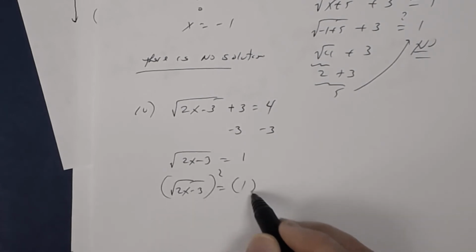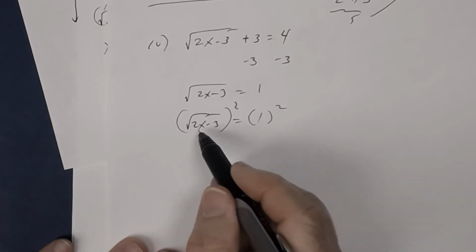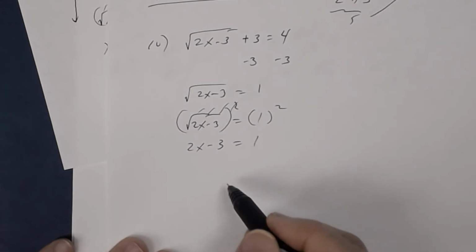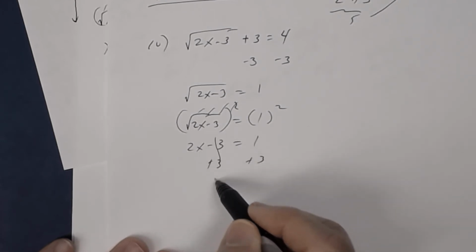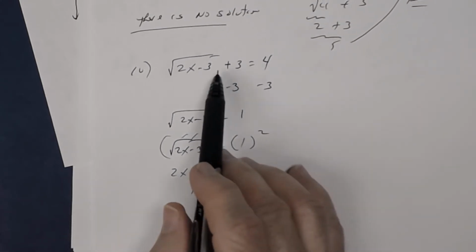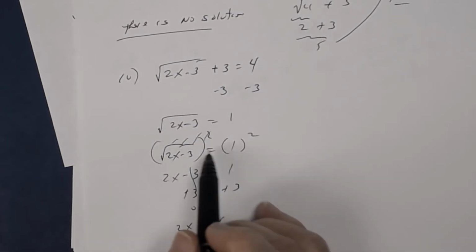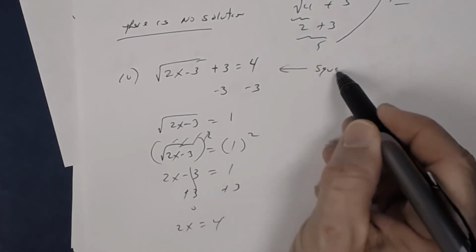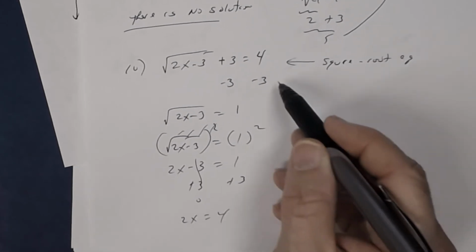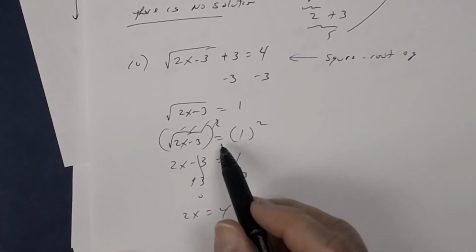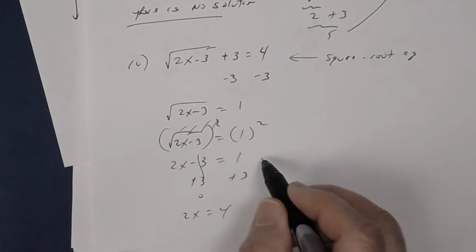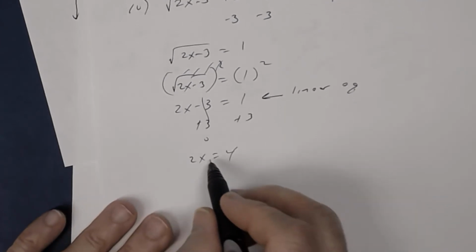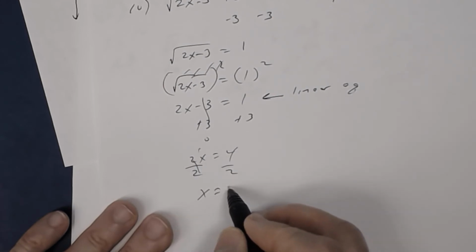Square both sides. And so I get the square and the square root into each other. So I get 2x minus 3 equal 1 times 1 is 1. Adding 3 to both sides, I get 2x equal 4. So notice I went from a square root equation to, at this point right here, a linear equation. All right, so this is your square root equation. And when I raised both sides to the second power to get rid of the square root, I ended up with a linear equation. And I'm solving a linear equation. So I divide both sides by 2, and I get x to be 2.